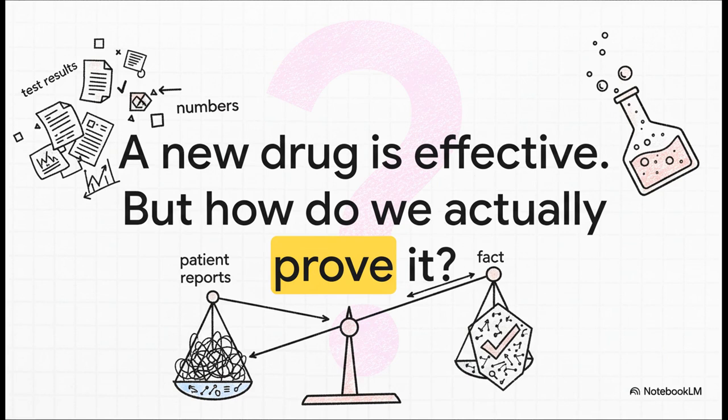All right, so let's just kick things off with a huge question. Imagine a company says they've created a new drug that's going to change everything. They've got piles and piles of test results, patient charts, all sorts of numbers. It looks good, sure, but how do we get from them just claiming it works to us actually knowing it works? How do we prove it?